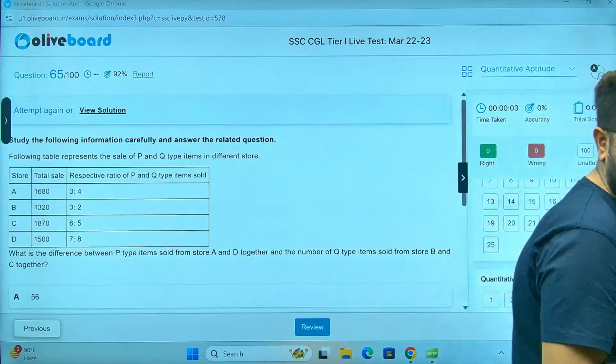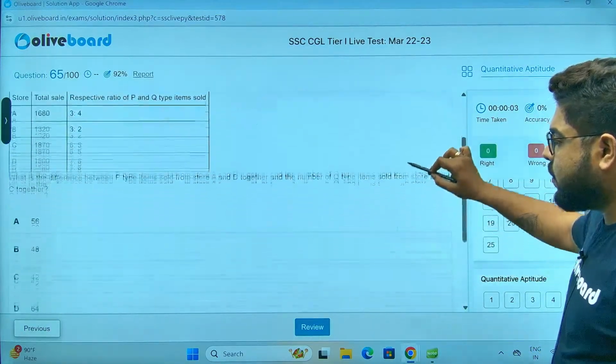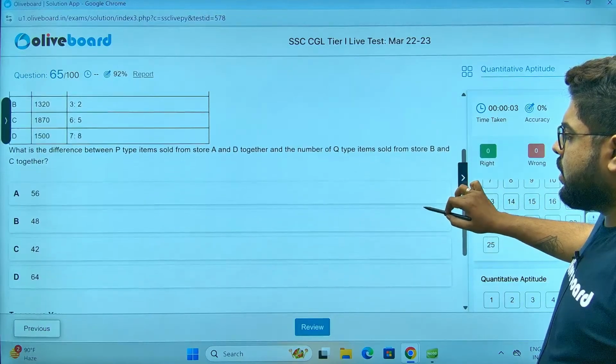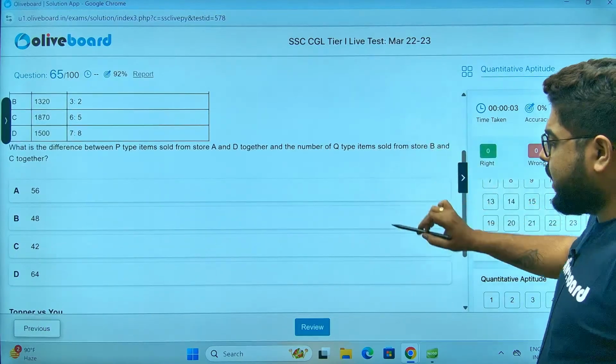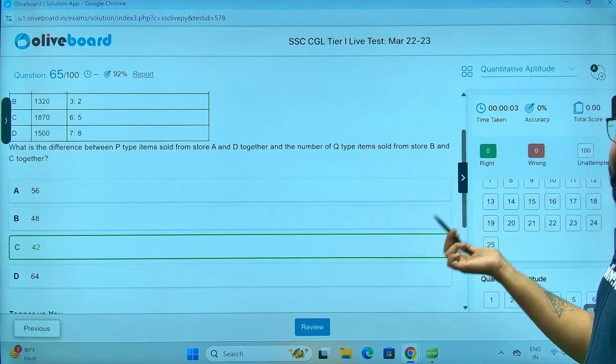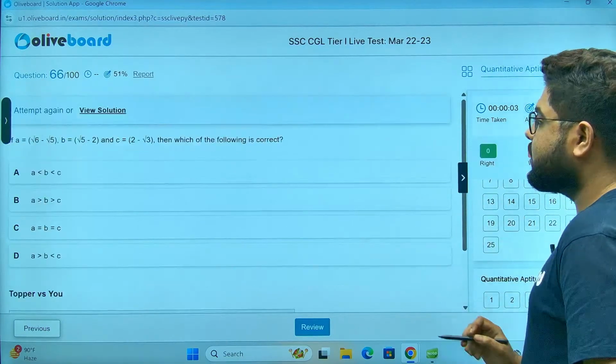Let us see now. 44, 44. Hey, did I mess something up? 32, sorry, 20 and 22. Now 42 will be the answer. You see, I've done everything, then I'm saying something rubbish.